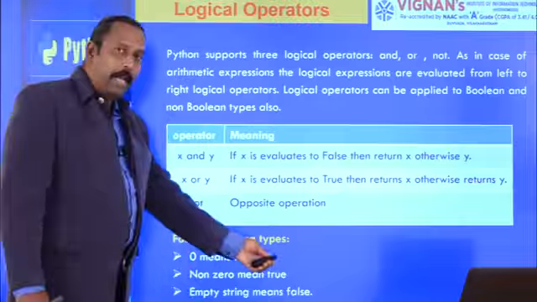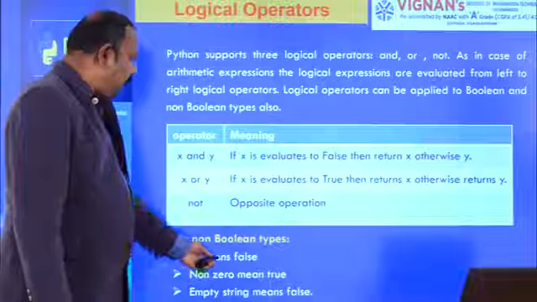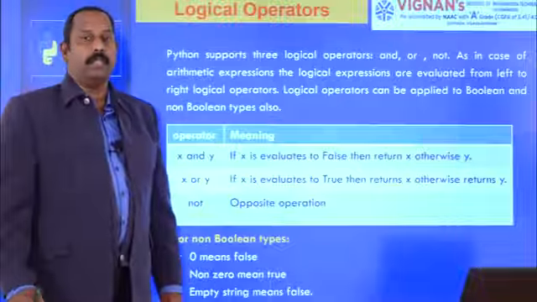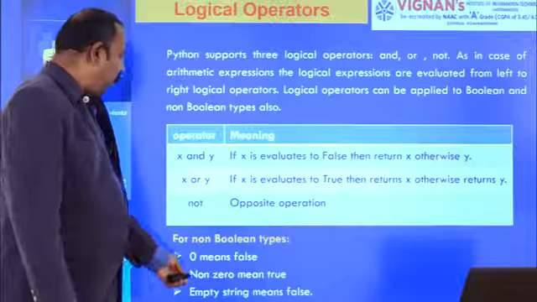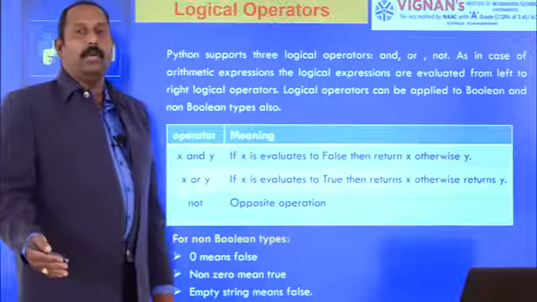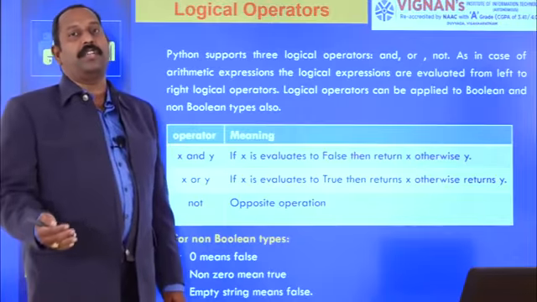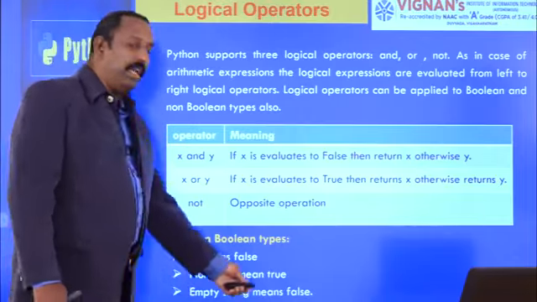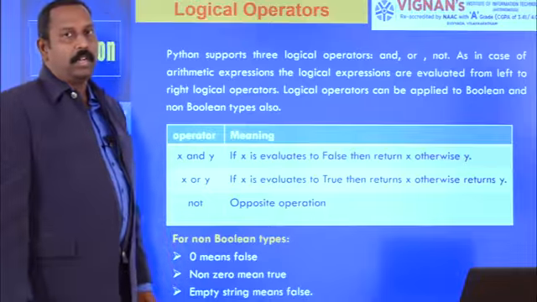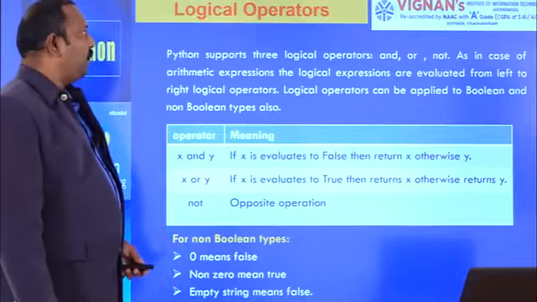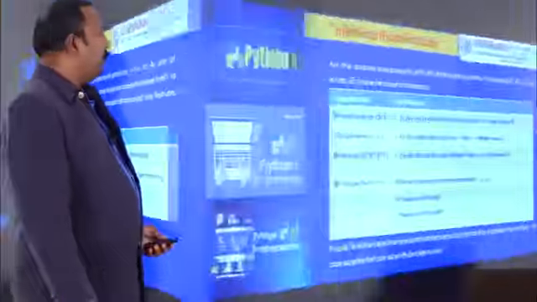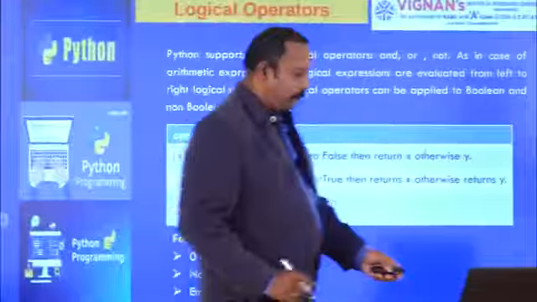For non-Boolean types, what are the rules? Here you see, 0 means false, you already know. Non-zero means true. Other than 0, when checking with the logical operators, it is considered as true. And an empty string means false. These are the rules for logical operators. We will see them one by one here.